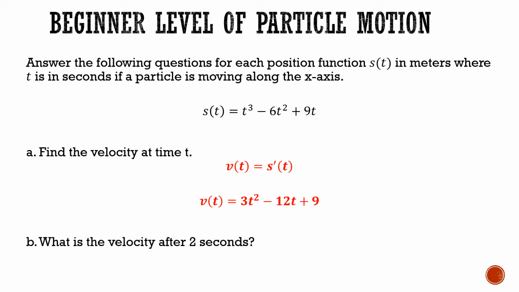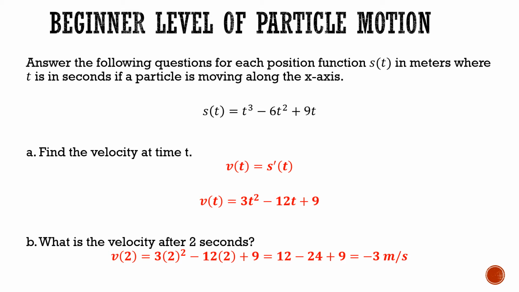Part B says, what is that velocity after 2 seconds? In other words, they're telling you that t equals 2. So everywhere I see a t in my velocity equation, I'm going to replace it with 2. So v of 2 equals 3 times 2 squared minus 12 times 2 plus 9. When I simplify that, I get 12 minus 24 plus 9, which equals negative 3 meters per second.